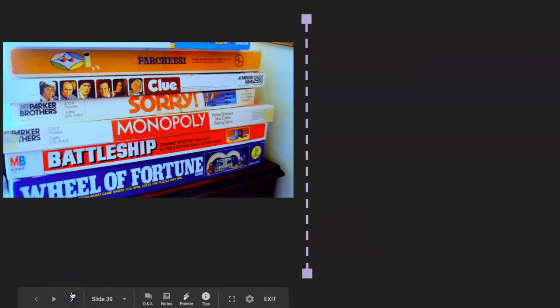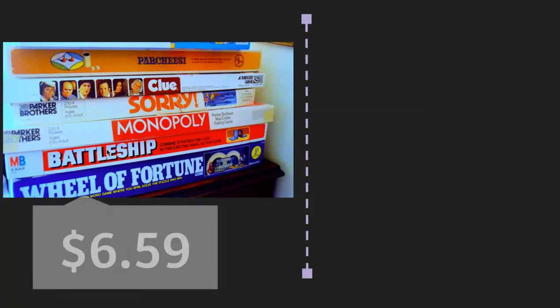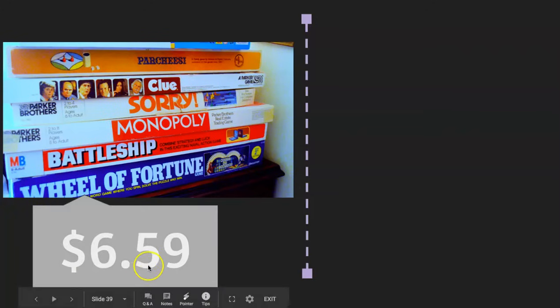Now we're going to try a different one. We went to a garage sale and we found the game Battleship. And we love Battleship, so we want to buy it, but it's $6.59. I want you to draw on your paper what $6.59 would look like. Now, you don't have to draw the faces of the presidents on there, but I want you to write 25 in the middle of the circle for a quarter, 10 for a dime, 5 for a nickel, and 1 for a penny.